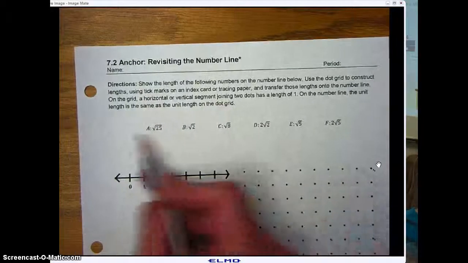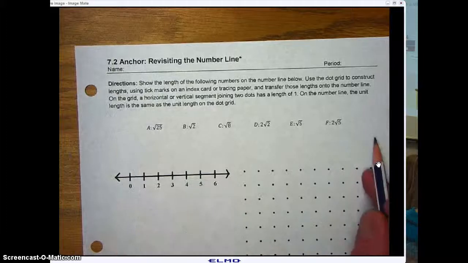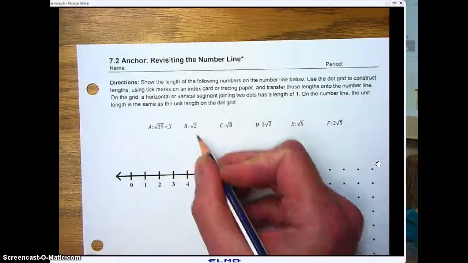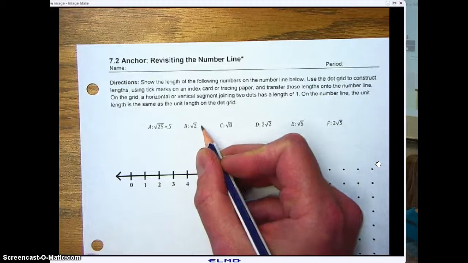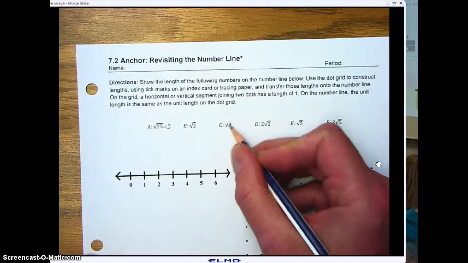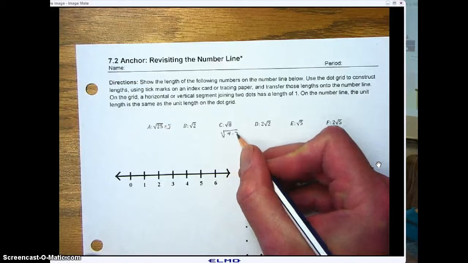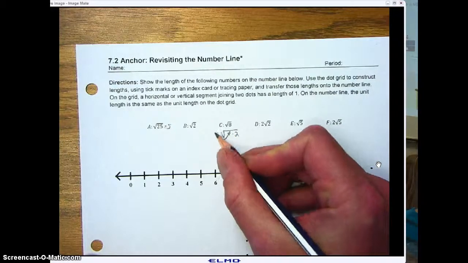Well, first thing I'd like to do is see if you can simplify any of these. Of course you can. The square root of 25 is exactly 5, as you know. Square root of 2 we don't know, but we'll figure that out. Can you simplify the square root of 8? Yes, you can. And what do we end up with?